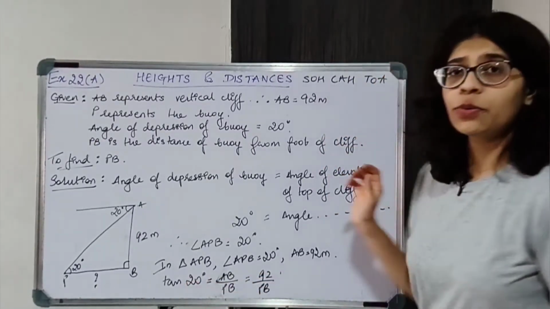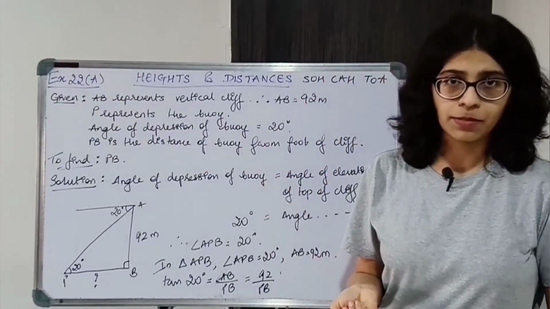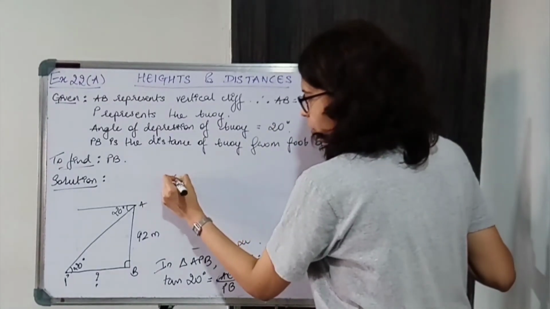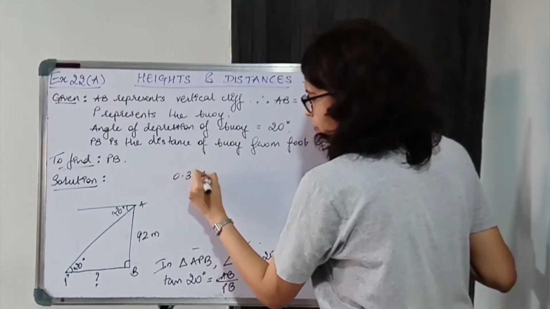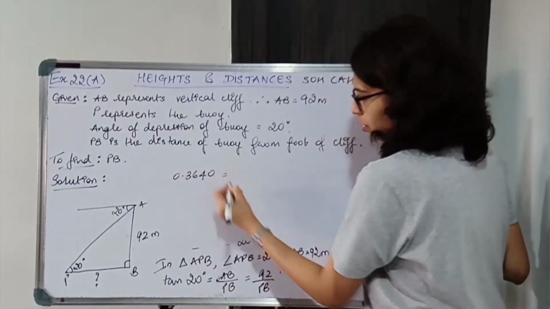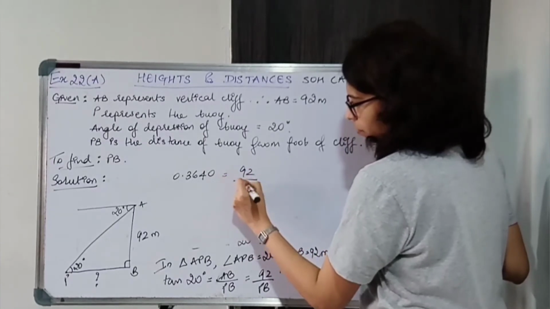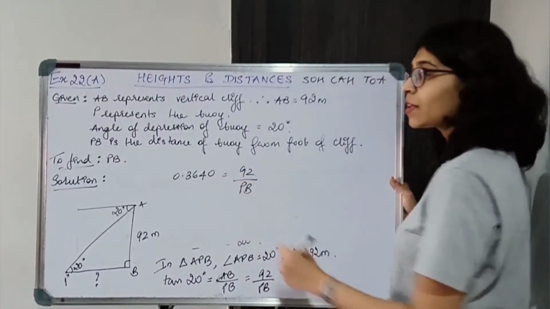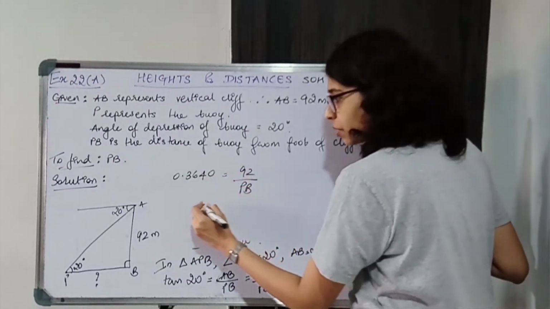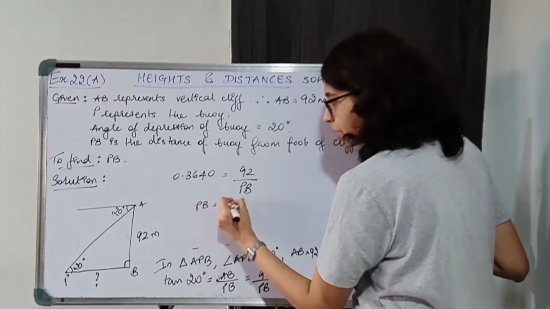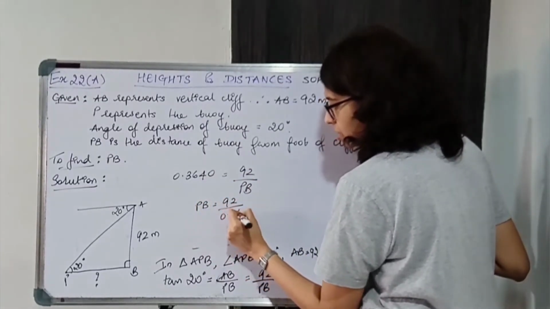Find the value of tan 20 from natural tangents table. So tan 20 is 0.3640. Now it is equal to 92 upon PB. Shift PB and shift this over here, so PB is equal to 92 upon 0.3640.